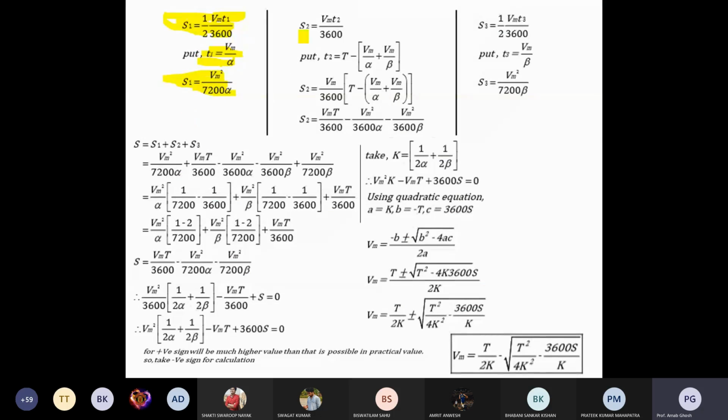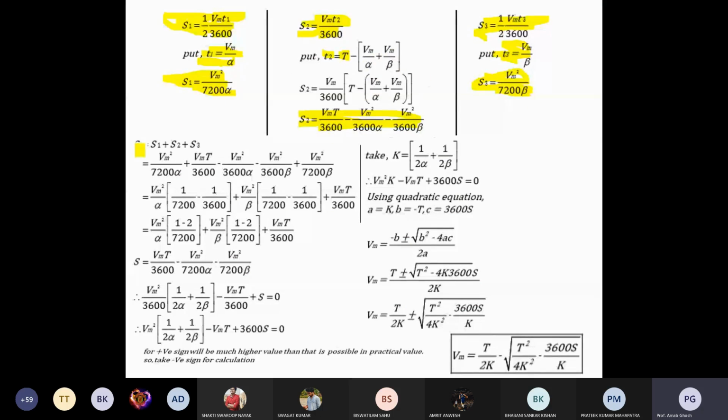So similarly you can put the value of S2, Vm T2 whole divided by 3600. T2 you can calculate from the total time period T minus T1 minus T3. T1 value equal to Vm by alpha, T3 value equal to Vm by beta. You can replace them. Finally you will get that expression of S2. Then similarly you can find the value of S3. Put T3 equal to Vm by beta, S3 equal to Vm square whole divided by 7200 beta.